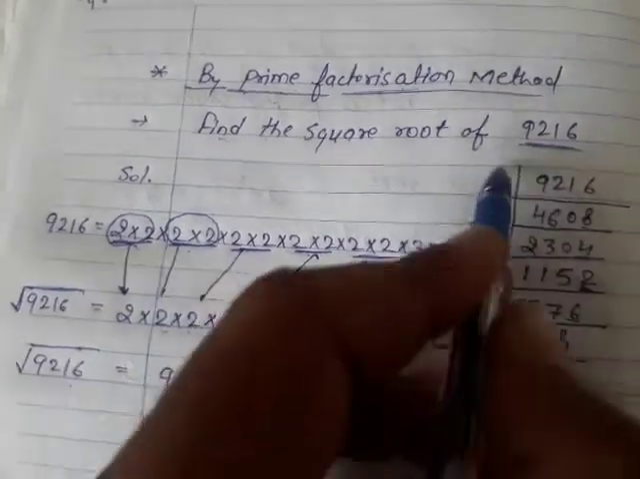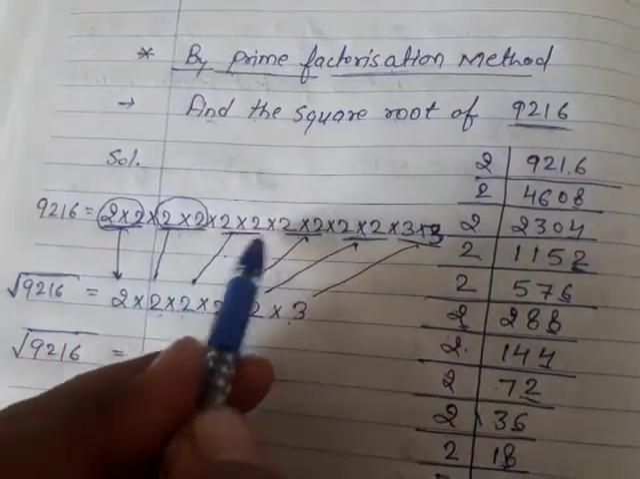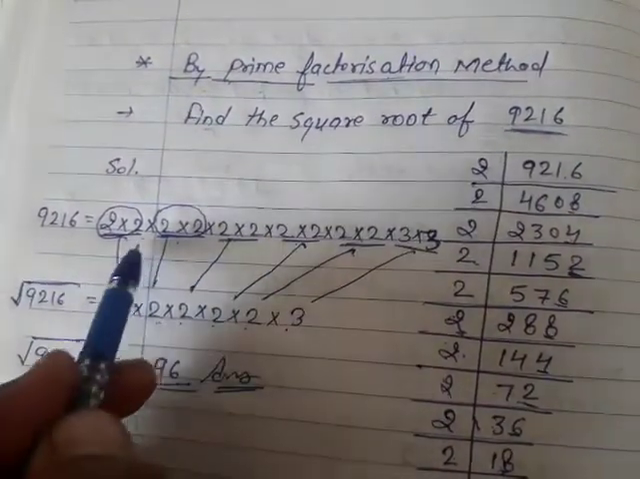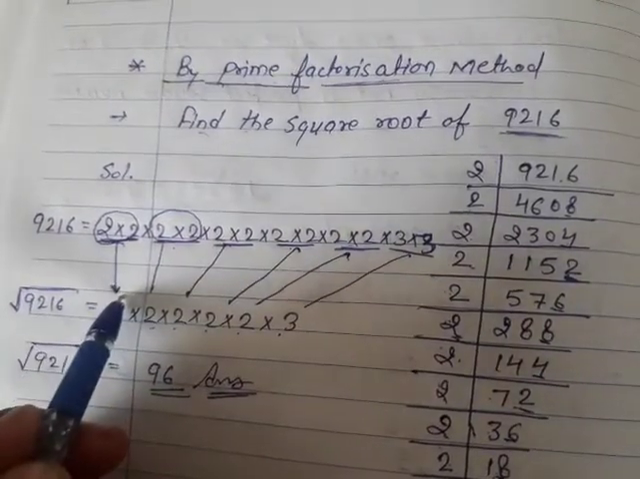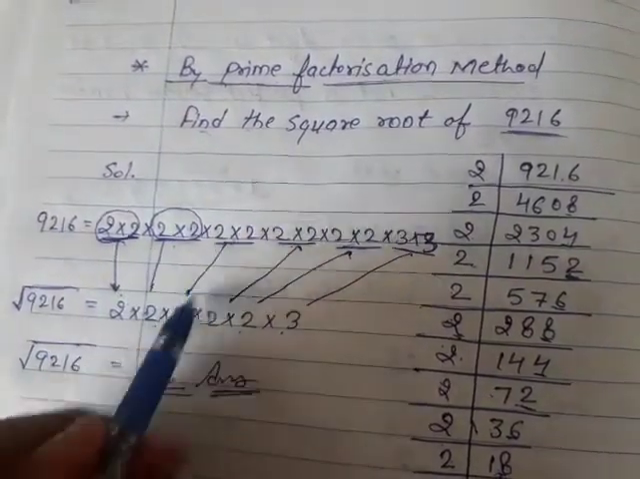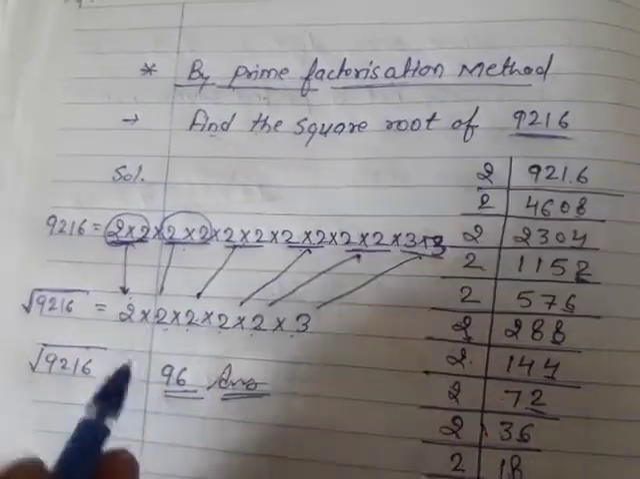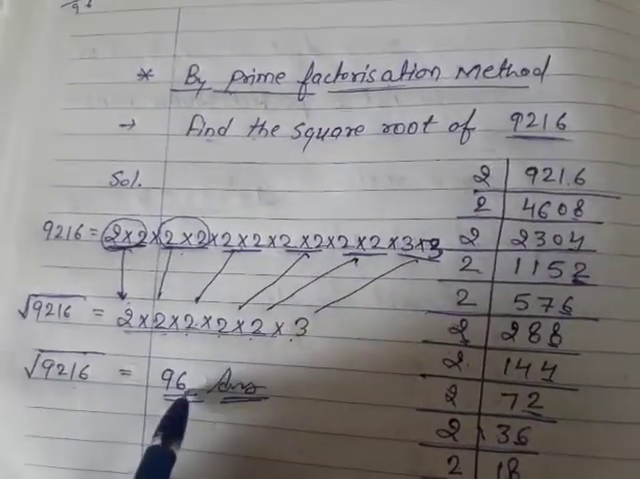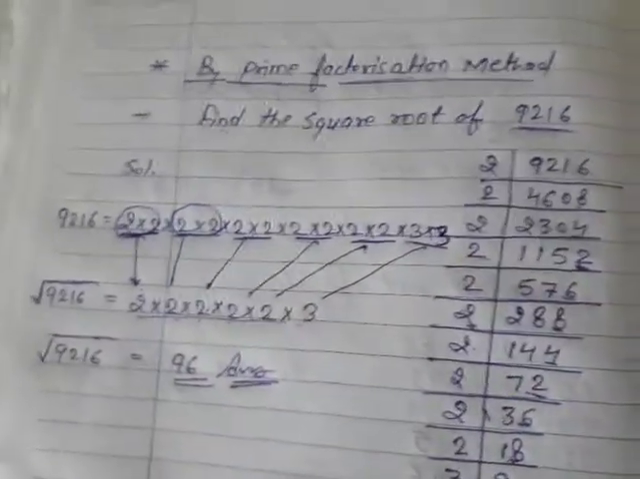So first we find the prime factors of the given number, then we make pairs of 2 same digits. In place of each pair we use 1, and the product of these numbers is 96. So the square root of 9216 is 96.